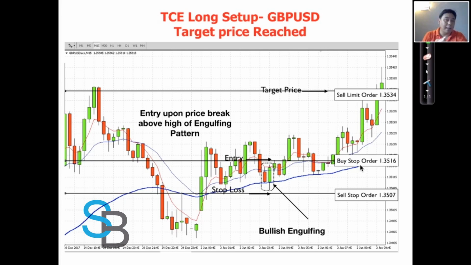Don't enter higher than where you're supposed to enter. So in that case, sometimes you can place a buy limit order. So remember that a buy limit order means you buy lower than the current price. So you're hoping that you place a limit order, the price comes back down to fill your order before proceeding higher, right?